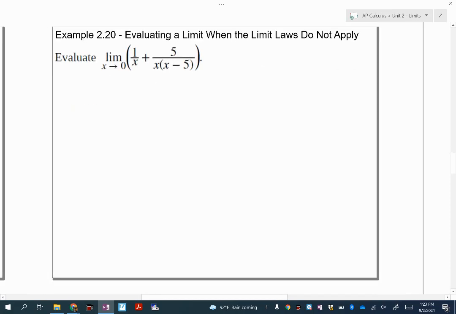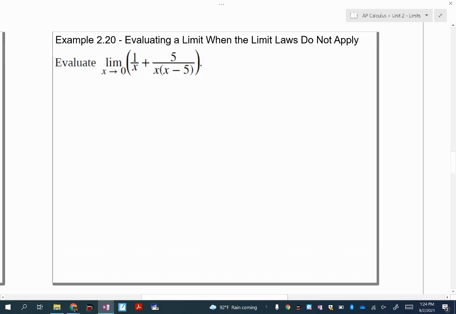Now, this one is very similar to ones we've done in the past, where if you plug in 0, you get problems in both of them. Both denominators make 0. But what we can do is combine everything that's in the parentheses to try to make this look a little different, and maybe we'll be able to cross something out.